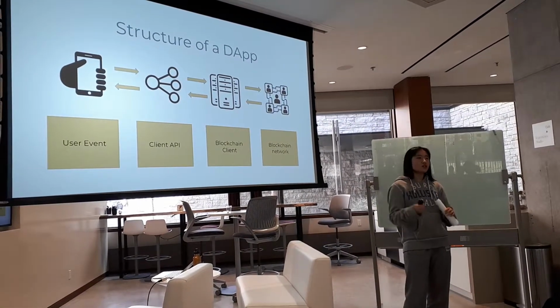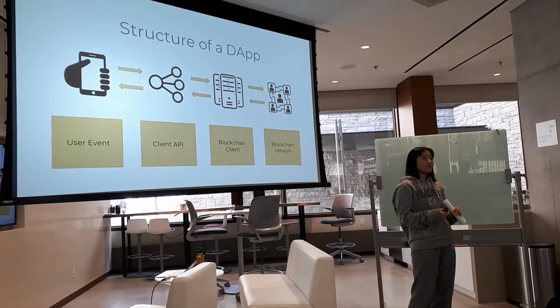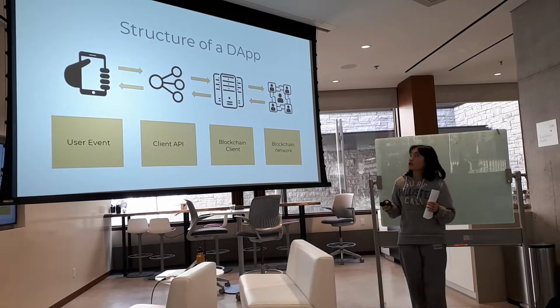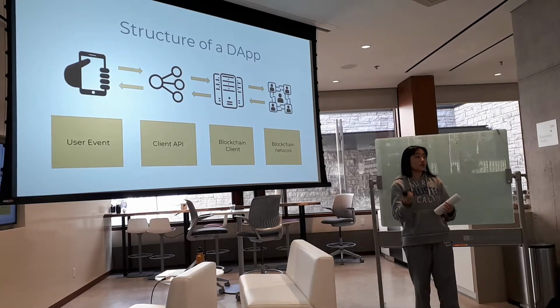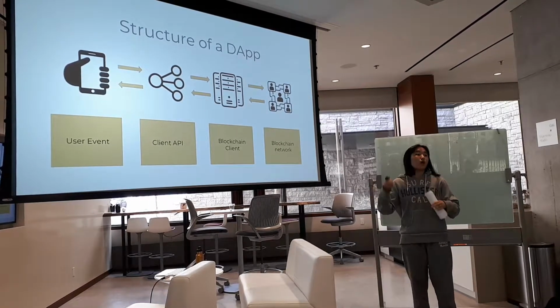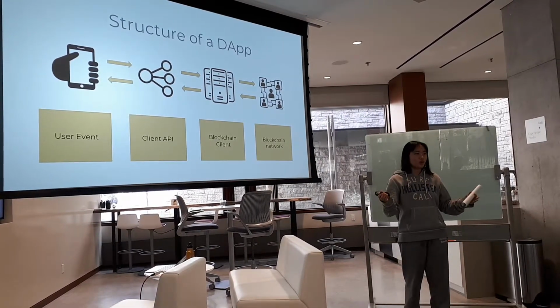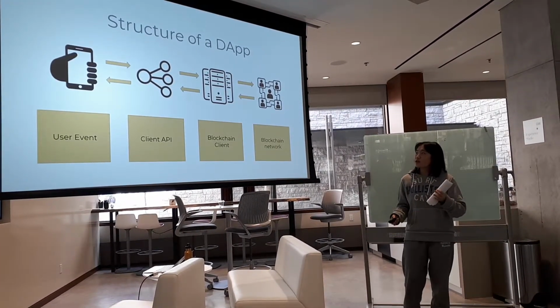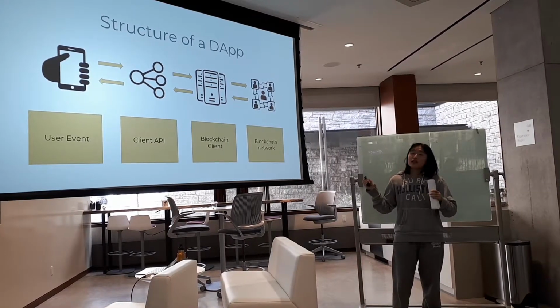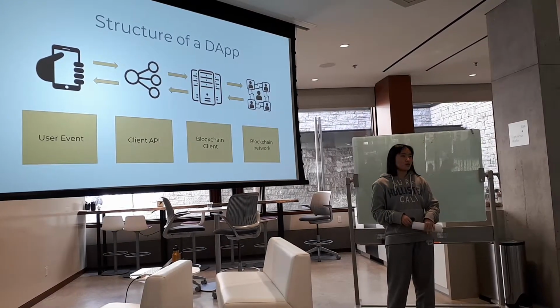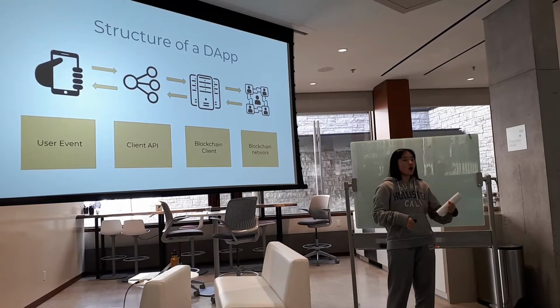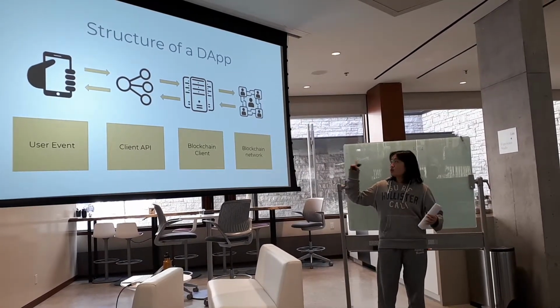So the differences are actually pretty subtle between the structure of a dApp and the structure of a web app. In a dApp, you will also start with the client interface. The user is also just going to submit a request to whatever interface they're using, and then that's going to pass through the client API. The client API is just going to do the same thing as what the web server does. It's just going to manage all of the requests and then forward them to the blockchain client.